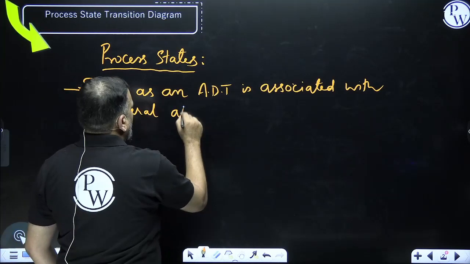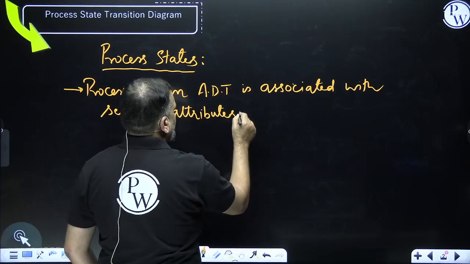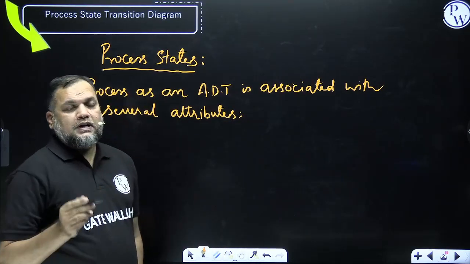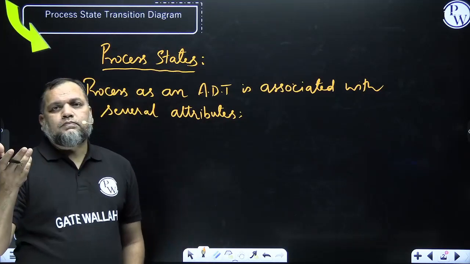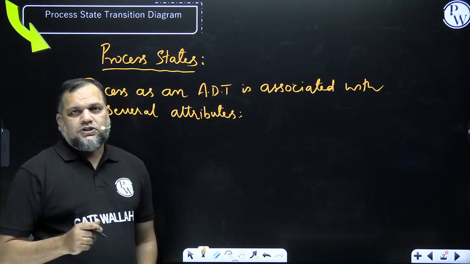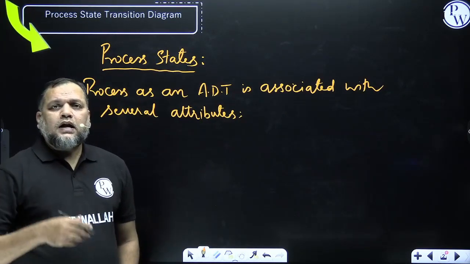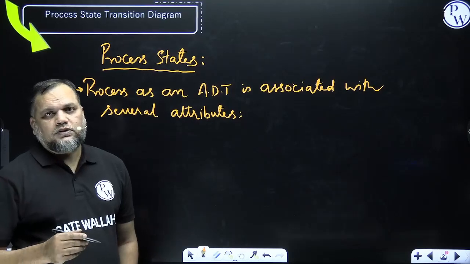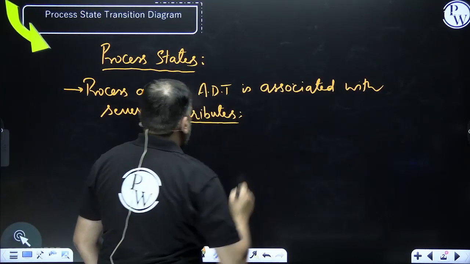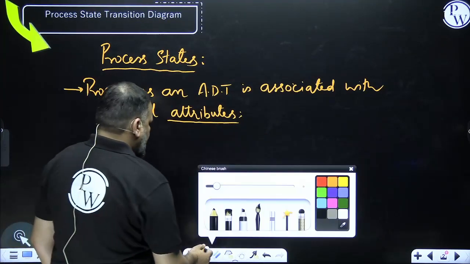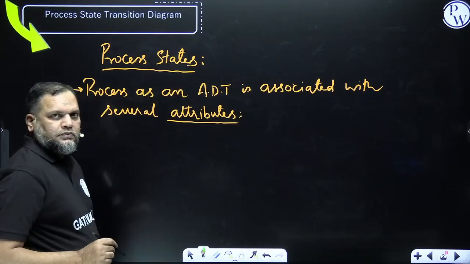Remember that an abstract data type is always associated with four important parameters. What are the parameters? We have definition, then representation or implementation, or you can say process structure, then process operations, the operations that we carry out on the process, and the various states and attributes of the process. So as an ADT, process is associated with a well-defined list of attributes. Let me write down some of the attributes of the process.